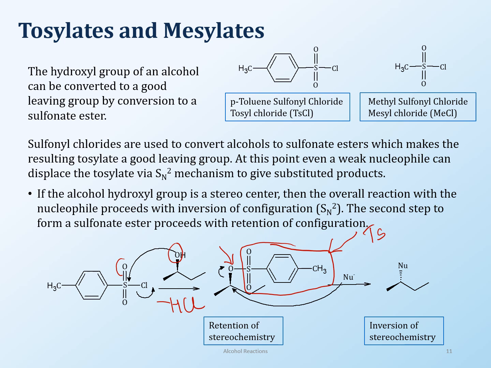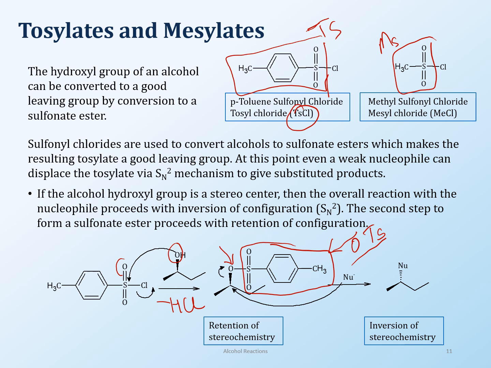Okay, so now what you have is OTs. Remember, this is TsCl. So this group right here is the Ts group. This here is the Ms group. This is written just like you would on the periodic table, like elements. So this tosylate group is actually an excellent leaving group, okay?